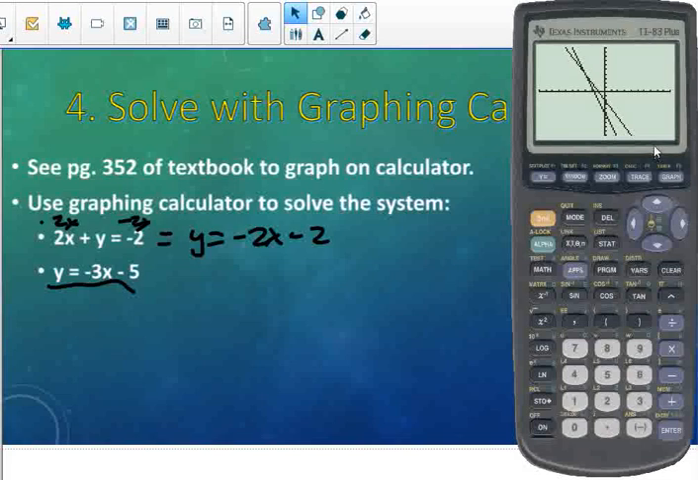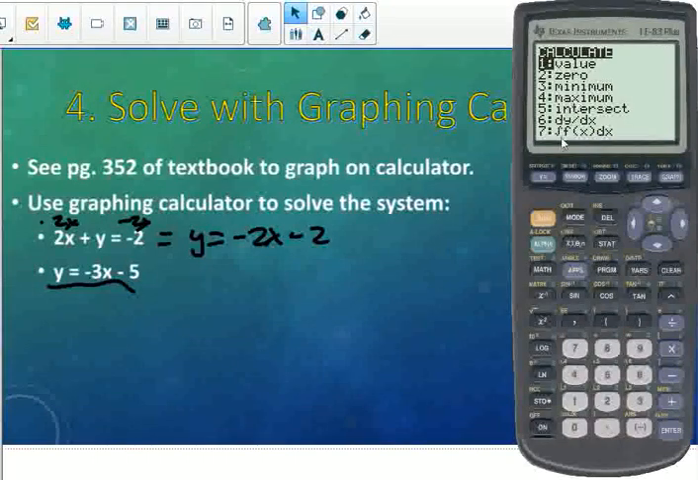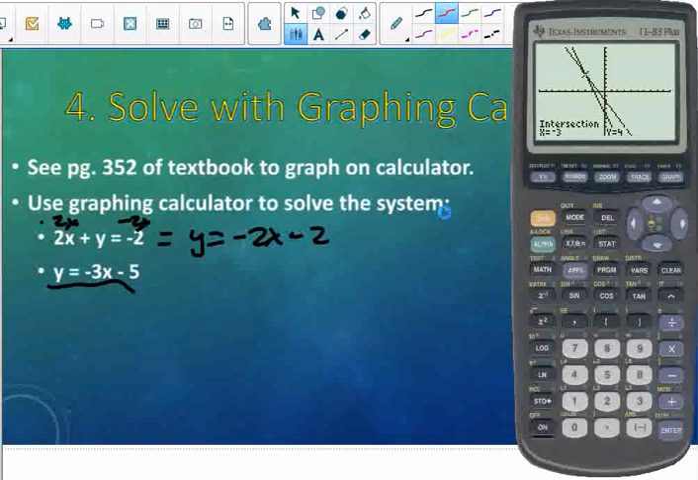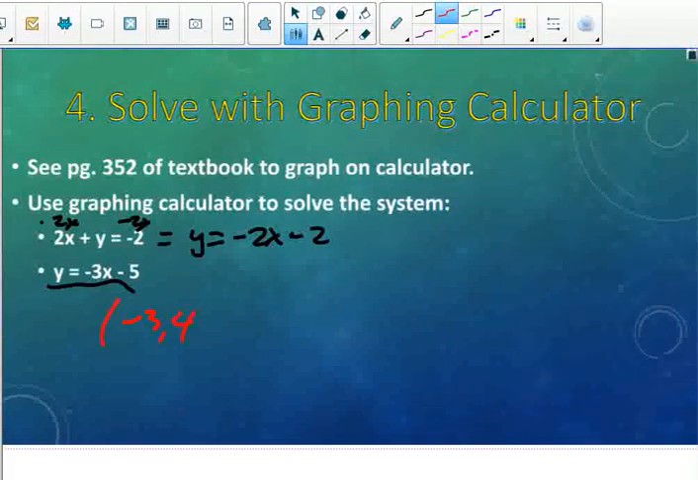See our 2 lines. They cross about right here, but to be specific, find out what it is. Click second, trace, number 5 for intersect. First curve, hit enter, it's on that one line. Hit the second curve, hit enter, and hit enter a third time. So the intersection point is negative 3, positive 4. So that would be our solution. Negative 3, positive 4.